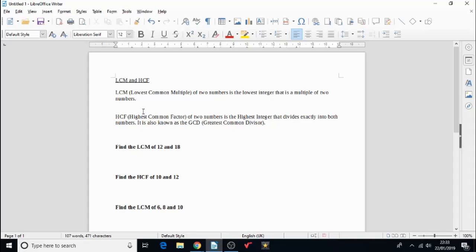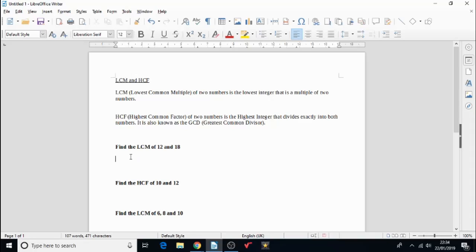Let's jump into the first question. Find the LCM of 12 and 18. So there are two ways of doing this.